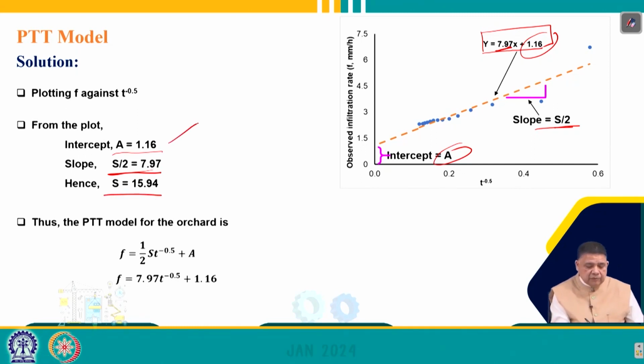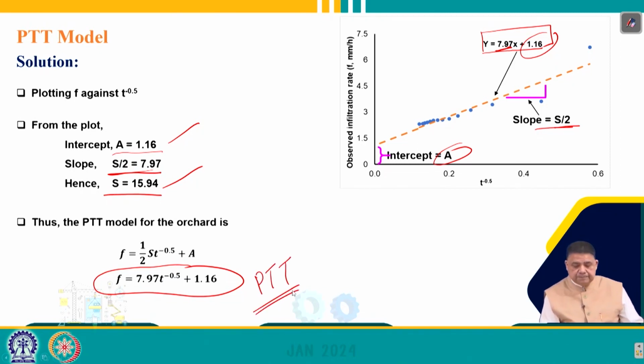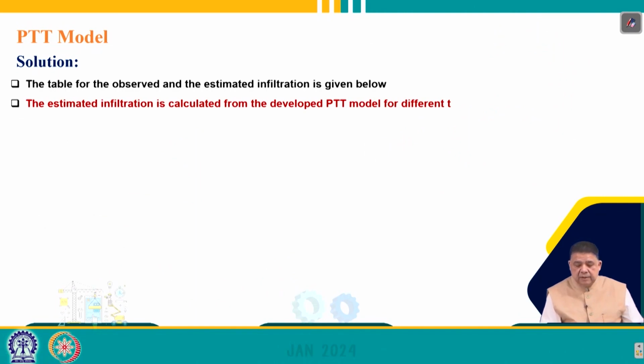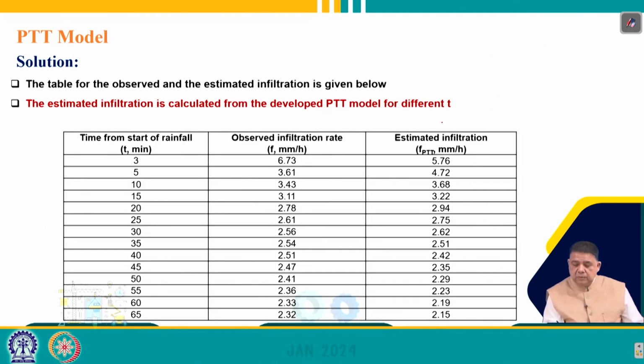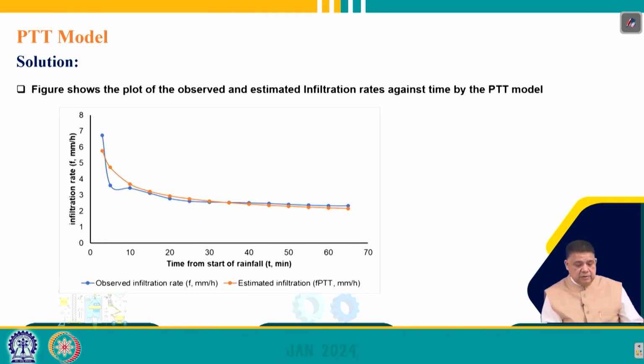So, that means we know the value of a and s, the two parameters of the Philip two-term model. So, we can put the values of s and a, and we can get the equation, that is f equal to 7.97 t to the power minus 0.5 plus 1.16, which is the PTT model for the orchard data. And then of course, we can use this model to get the estimated infiltration values for different times, and then we can plot the observed infiltration rate and estimated infiltration rate, which is shown here.